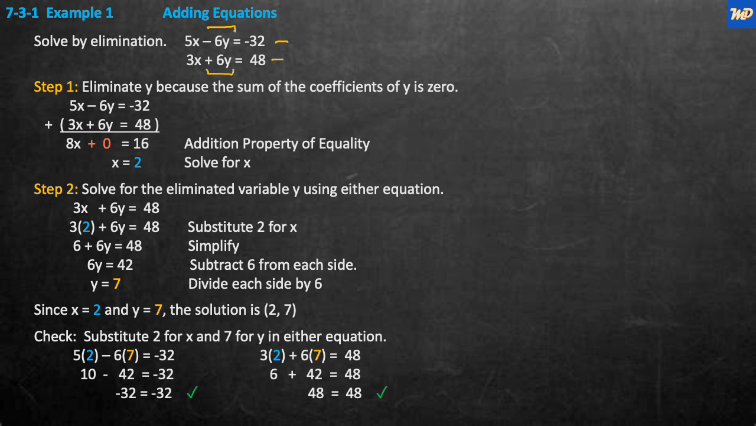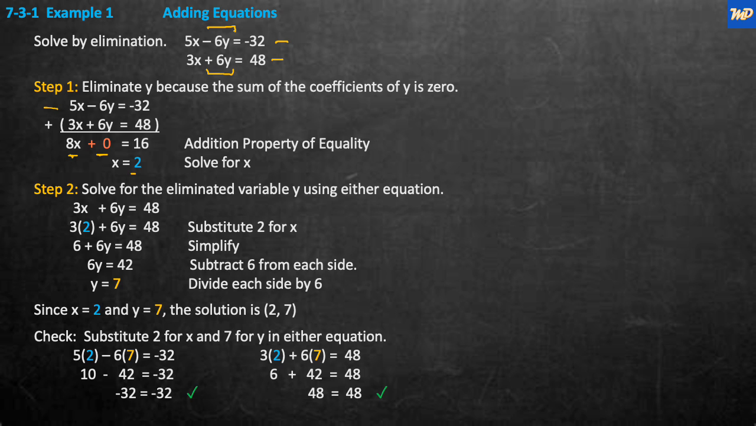Well, look down here. Elimination method, right? So we have 5x minus 6y is equal to negative 32, and we're going to add the entire equation to the top equation. And when you add that, you're going to get 5 plus 3x is 8x, and negative 6y plus 6y is equal to 0y. And you're going to get negative 32 plus 48 will give you 16. This was using the addition property of equality. And then when we solve for x, x equals 2. So we now have our x equals 2.